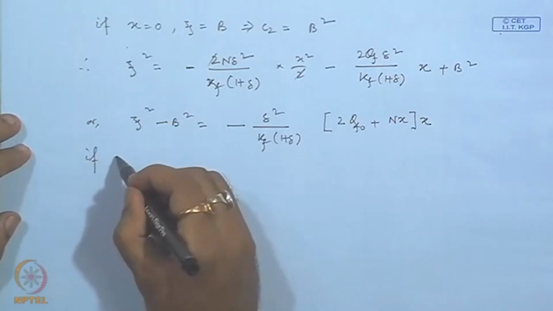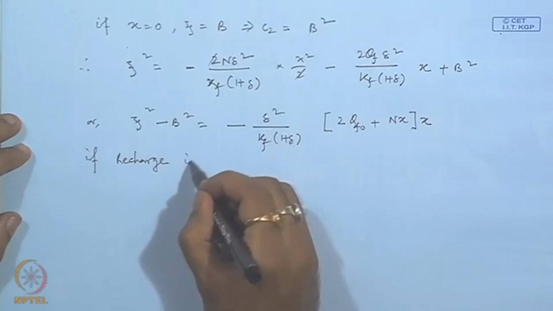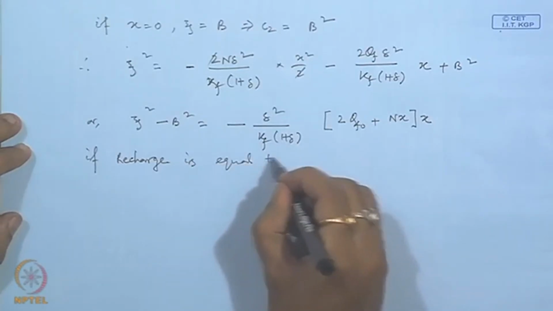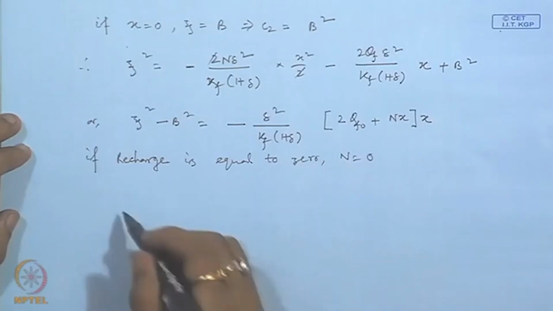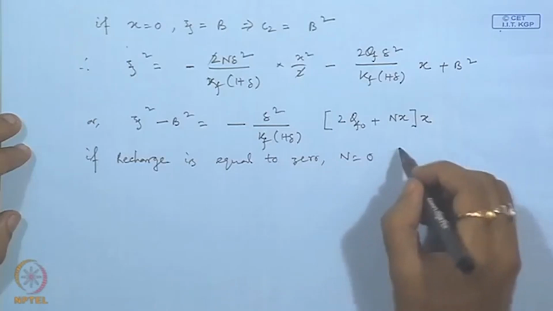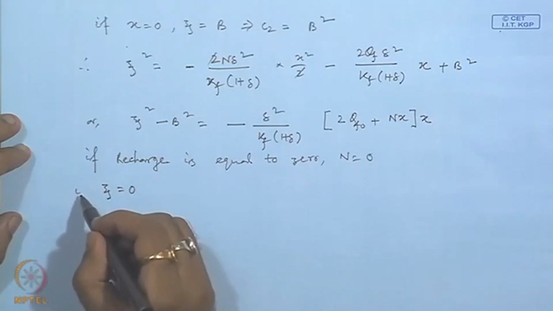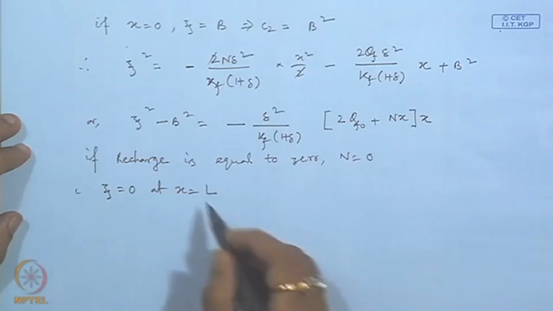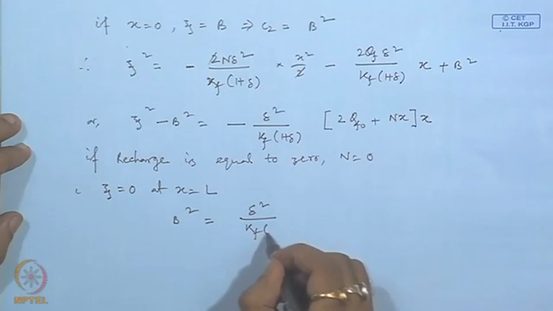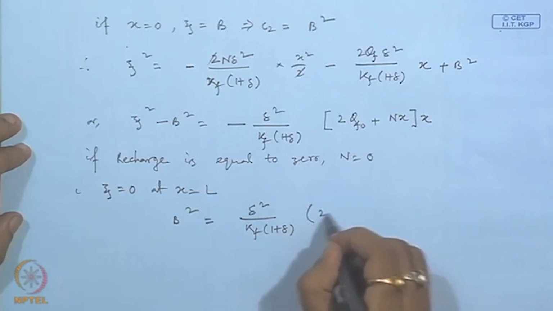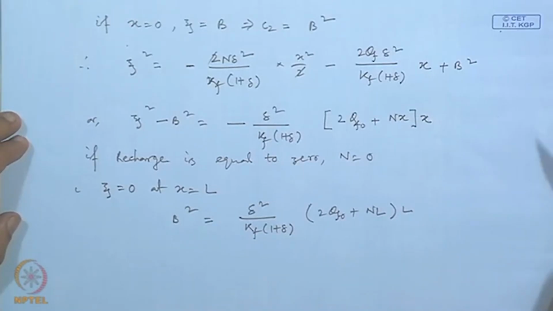If we have recharge equal to 0, then n equals to 0, and we can get a simplified relationship with n equals to 0, and if we have xi equals to 0 at x equals to L, we can get this is b square equals to delta square by Kf (1 plus delta), (2 Qf naught plus n L) into L.